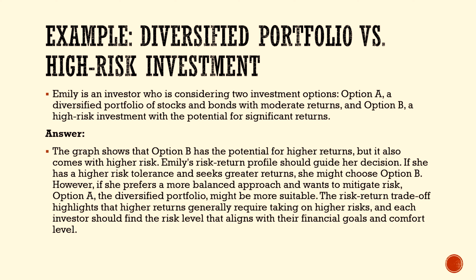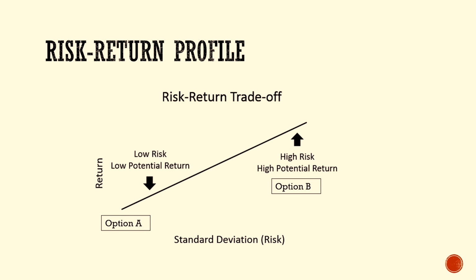The answer is, as the graph on the next page shows, the risk-return trade-off states that option A should provide the return which is lower. However, it would come at a lower risk. So Emily, if she is risk-averse, should choose option A. Alternatively, she should opt for option B if she is more risk-seeking, which is an investment that provides higher return, however, which comes at a higher risk.